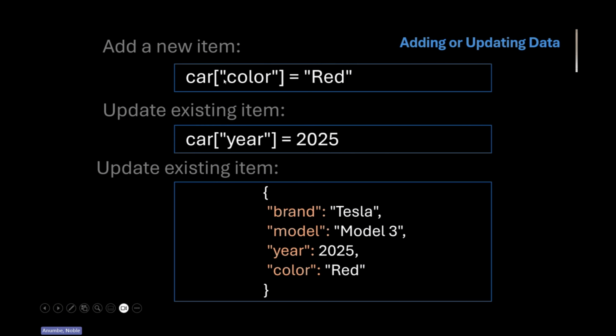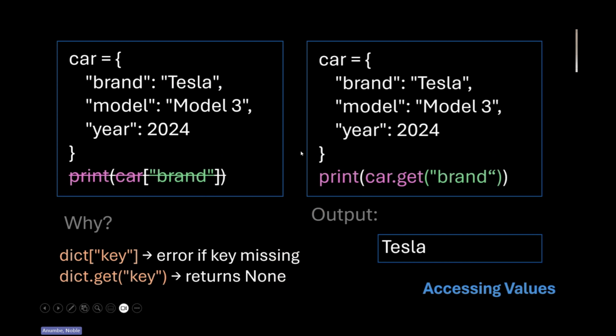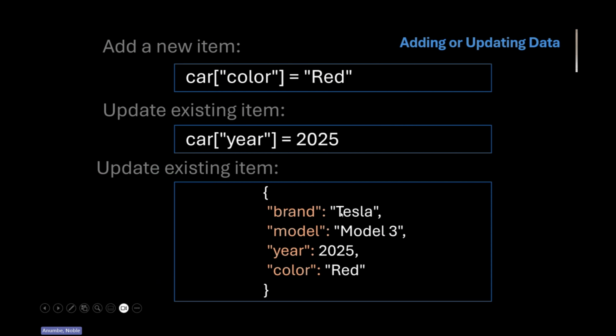Now, if I add these two lines of code to what I already had here, guess what? This is what is going to return, because now I will have the brand Tesla, model 3, year 2025, and then color, it will give me red. Color was not here initially, but just by adding this line of code, you automatically get color included in that dictionary.